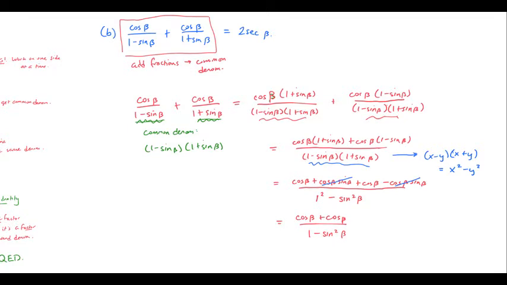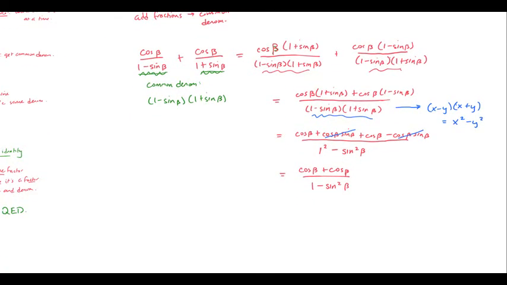Okay, what do I know about that? Well, the numerator is just 1 cosine of beta plus another cosine of beta. That's 2 cosine of beta. And the denominator, well, that's another Pythagorean identity. That's cosine squared of beta. That's by a Pythagorean identity.